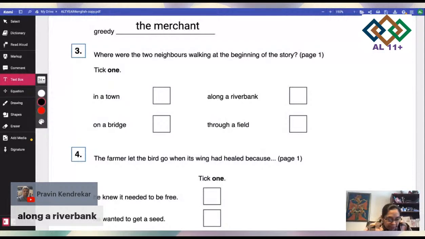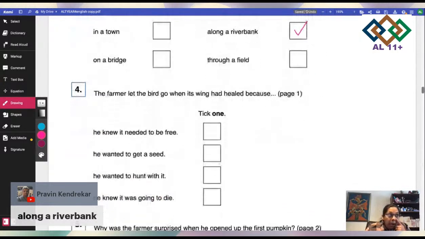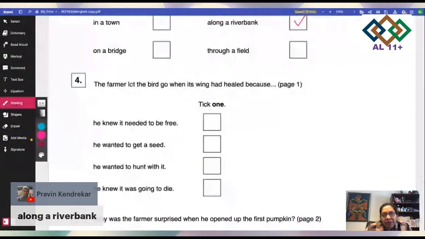If you look at the story, you would come to know that they were walking towards the river bank. So let's take this one, towards the river bank. Number 4 now. The farmer let the bird go when its wings had healed because: he knew it needed to be free; he wanted to get a seed; he wanted to hunt with it; he knew it was going to die. So why do you think he let the bird go?